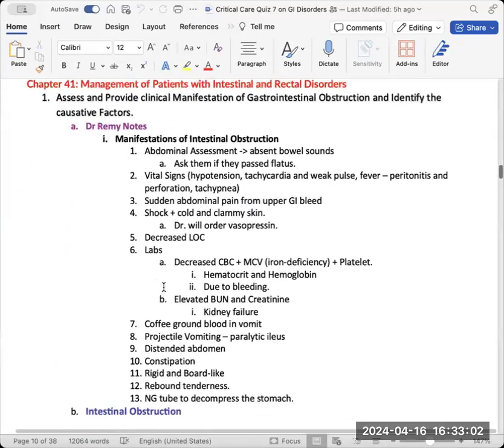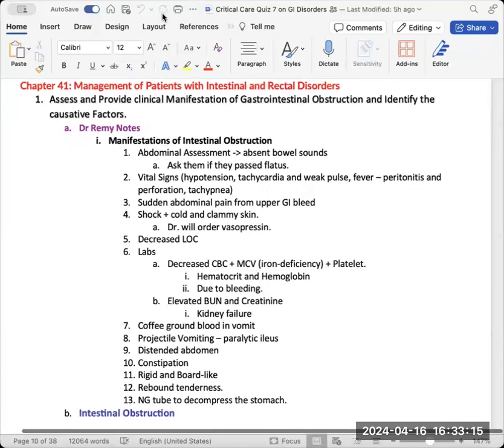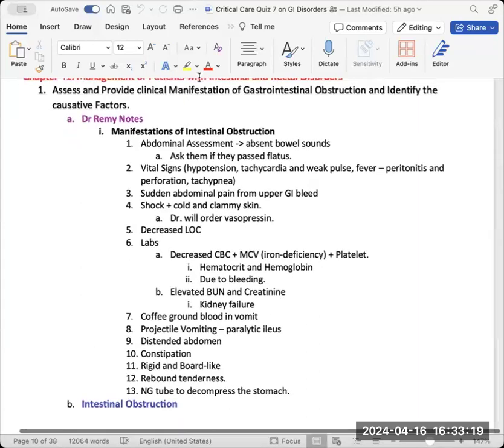So, the next question is to assess and provide clinical manifestations of gastrointestinal obstruction and identify the causative factors. So, kind of similar to gastric outlet obstruction, right? We're talking about things being blocked up in there, right? In the GI tract, and it's not really being able to come out. So obviously we're thinking, okay, this is a GI issue. We need to do a GI assessment, right?